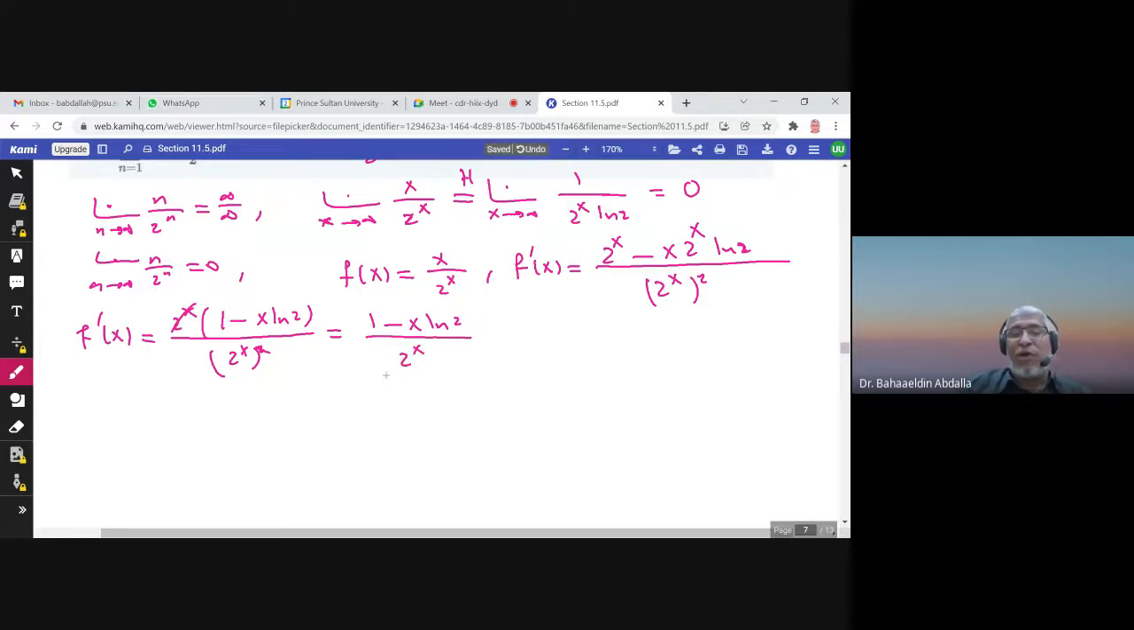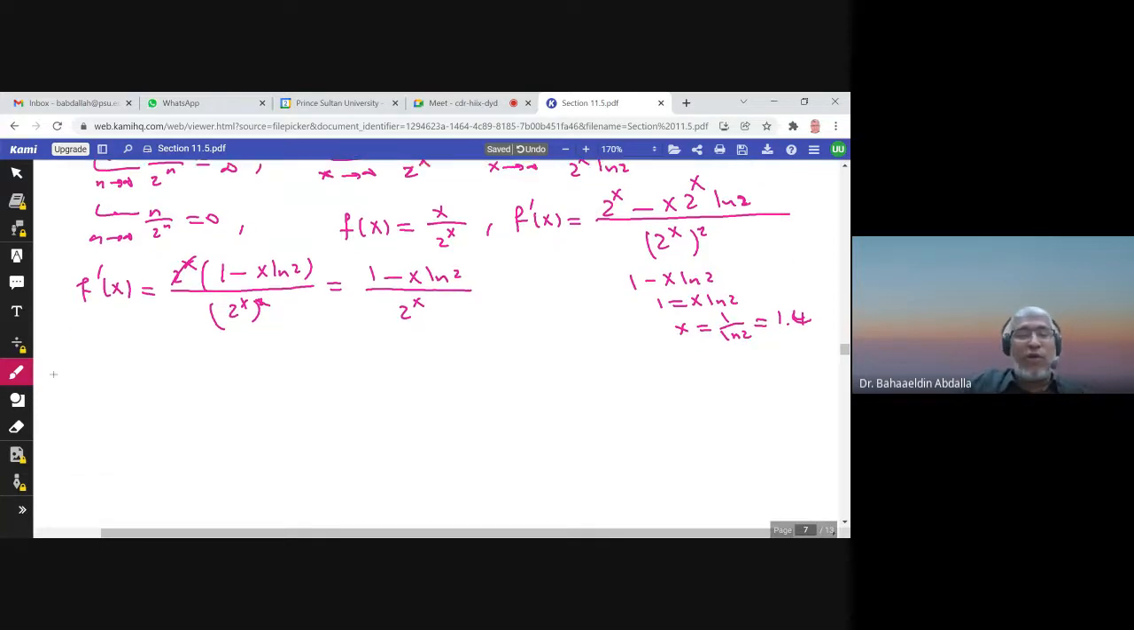Notice that 2 to the power x is always positive. And let us consider 1 minus x ln 2. What is the zero of 1 minus x ln 2? 1 equals x ln 2. x equals 1 over ln 2. What is 1 over ln 2? 1.4 approximately.